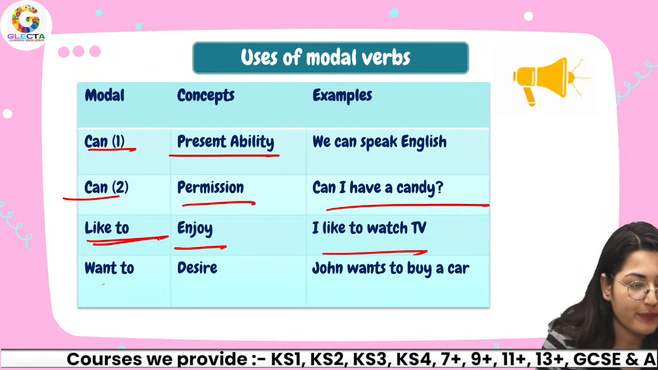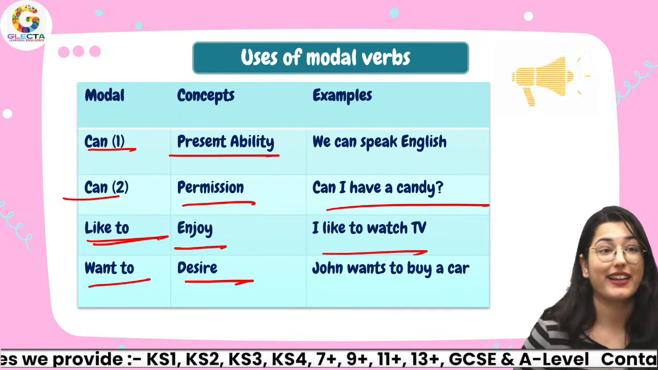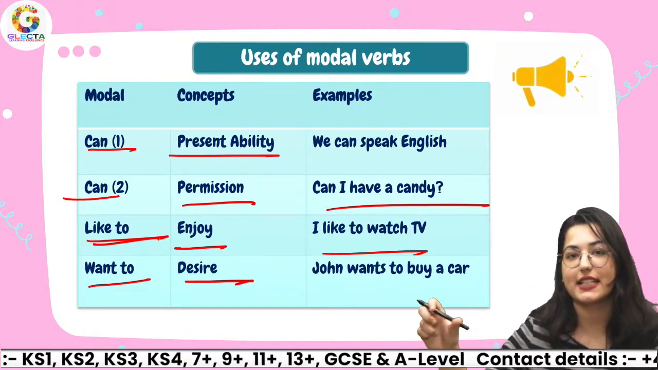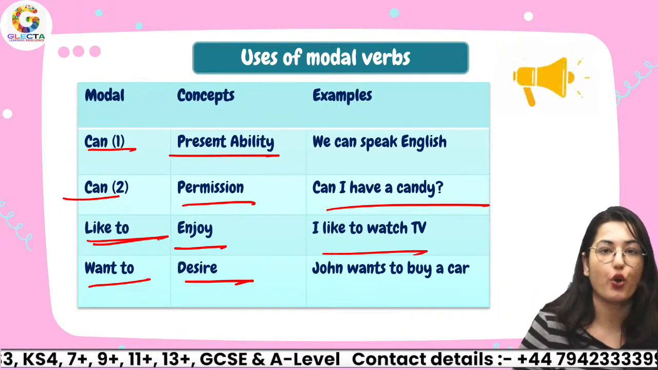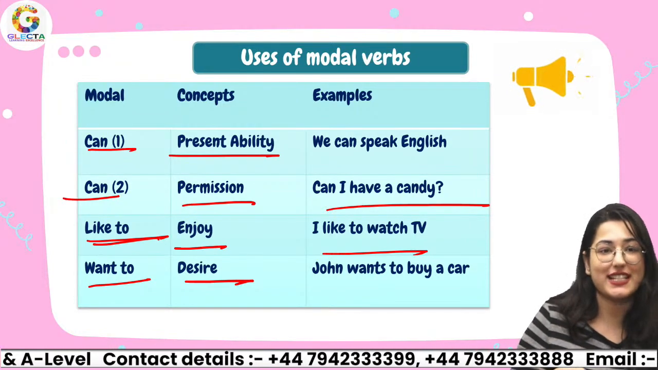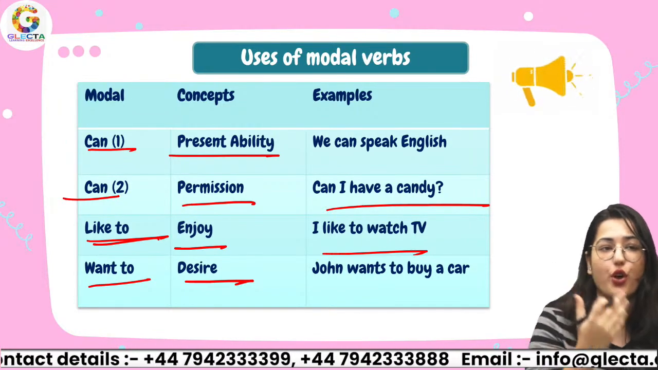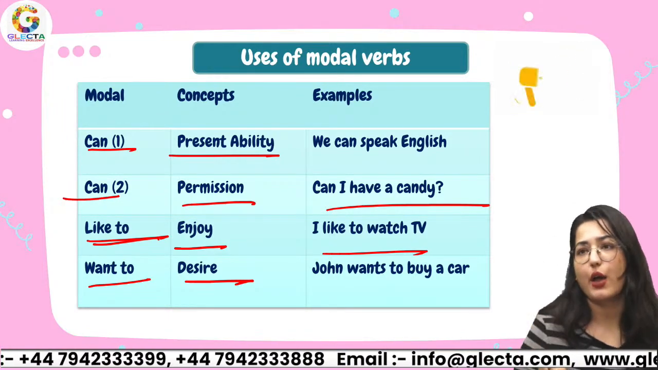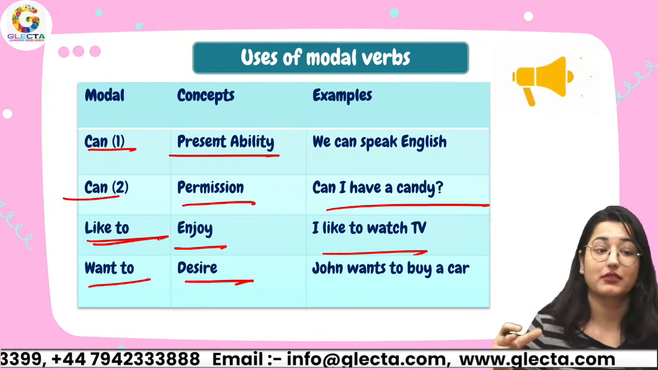Okay. Next is want to, desire. Like I want to be this. I want to go there. I want to eat this. Now, want to represents the desires. Like I want to go there, I want to buy that dress, I want to eat that pizza, like that.